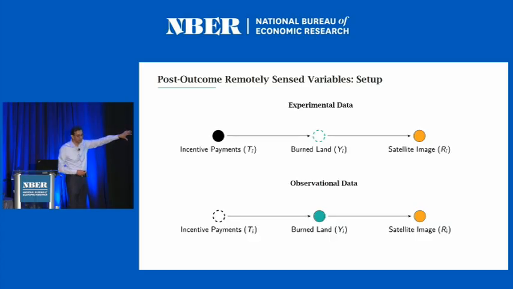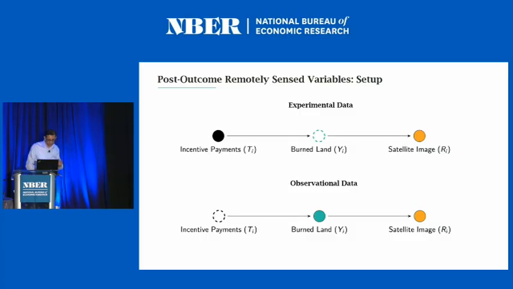And then we've got the proxy, where we are seeing the satellite image after the outcome, right? So that's switched relative to the surrogate order. And in the observational data, we have a similar structure, but I'm going to assume in this context that you don't see the incentive payments.